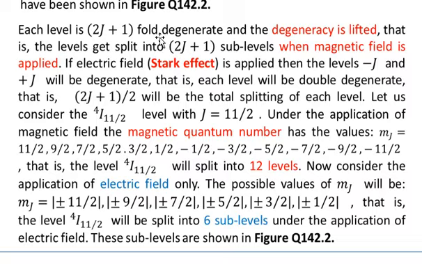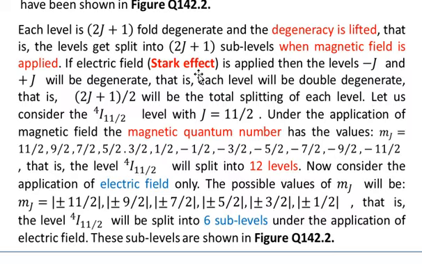Each level is 2J plus 1 fold degenerate, and the degeneracy is lifted, that is, the levels get split into 2J plus 1 sublevels when the magnetic field is applied. So you see that each level is actually 2J plus 1 levels, and all these levels have the same energy. So that's why we call them degenerate levels. And when we apply the magnetic field, each level will be split into 2J plus 1 levels under the application of the magnetic field.